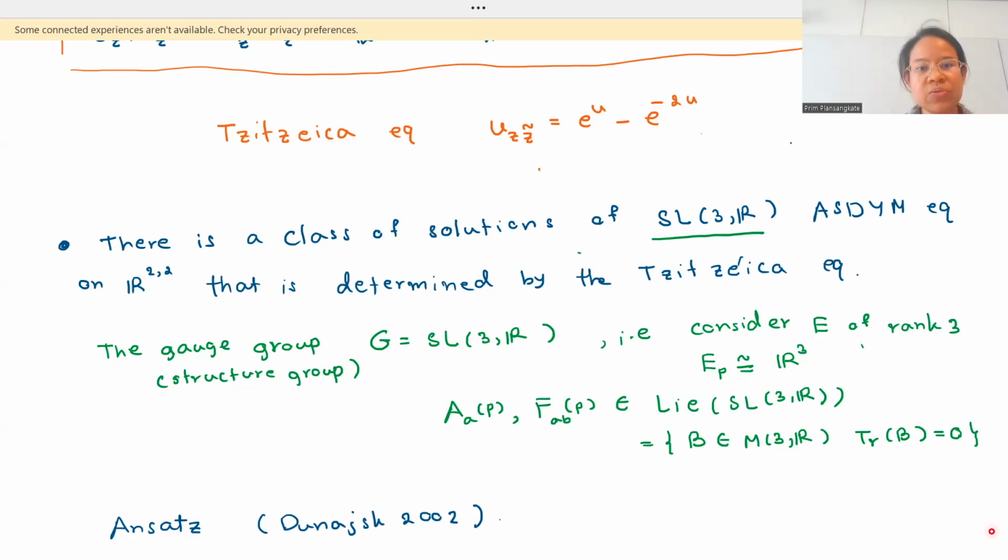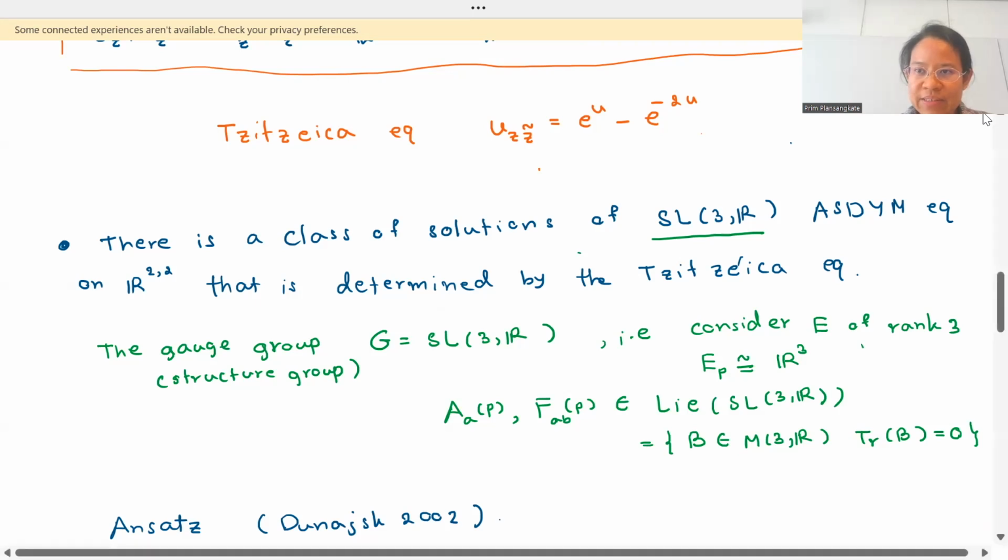With this gauge group, we will consider connections that are compatible in the sense that the components of the connection and the curvatures take values in the Lie algebra of SL3R. This is the set of 3 by 3 real matrices which are traceless. Yeah, okay. Right, and let me just go back.